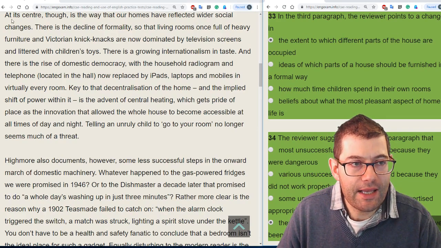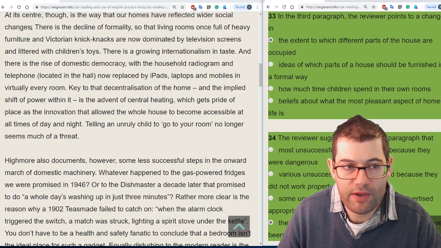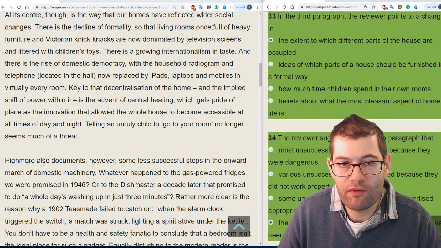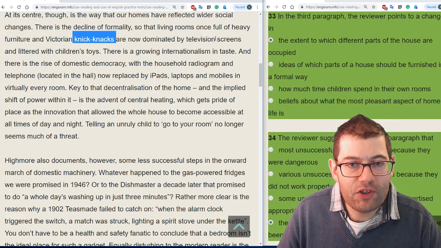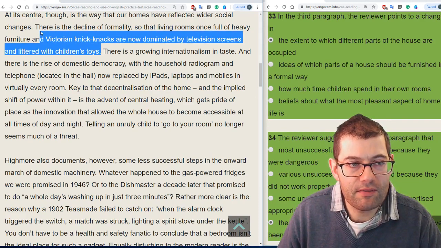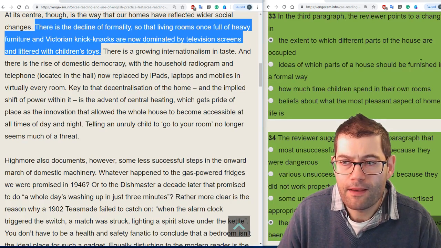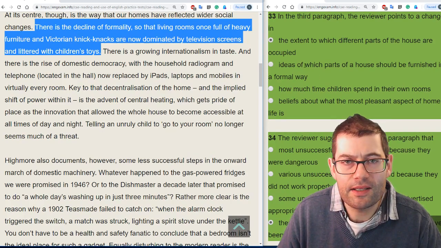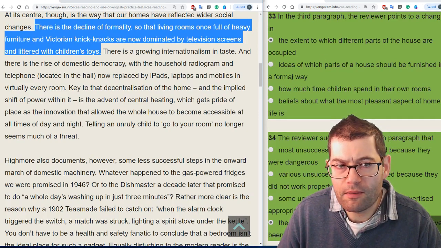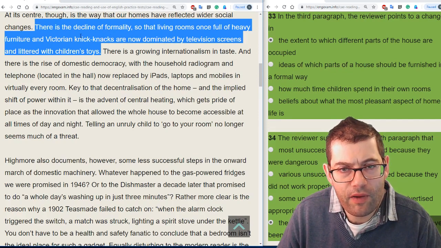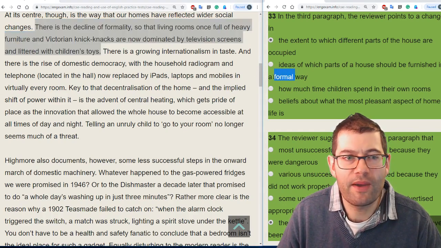And we can see that the paragraph begins, at its centre, though, is the way our homes have reflected wider social changes, and there's no help there. There is the decline of formality, so that living rooms once full of heavy furniture and Victorian knick-knacks, souvenirs, things, are now dominated by TV screens and littered with children's toys. So there is a discussion about how furniture changes, or furnishing. So you might be thinking that it's the second answer, B. But you can argue that, okay, going from heavy furniture to television screens and children's toys might talk about formality.